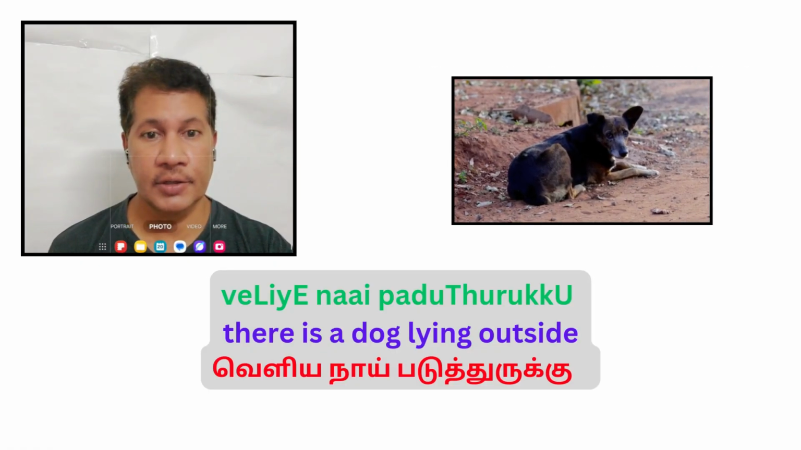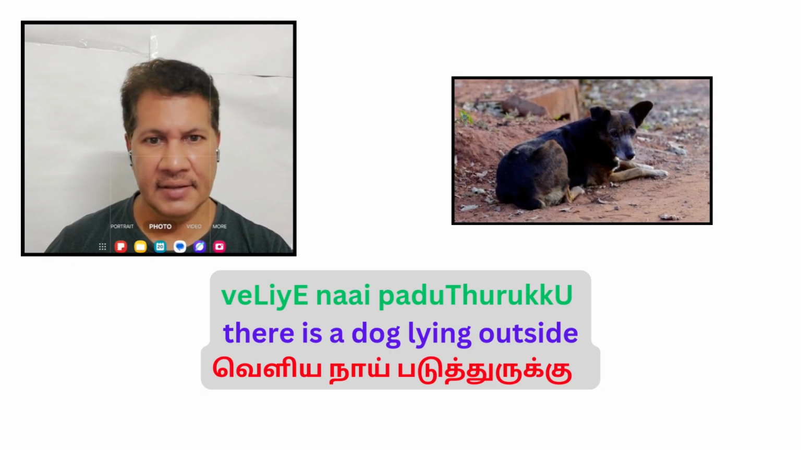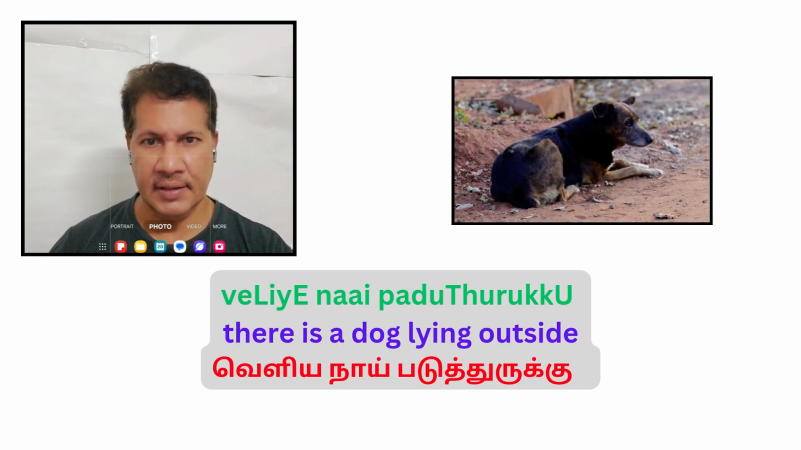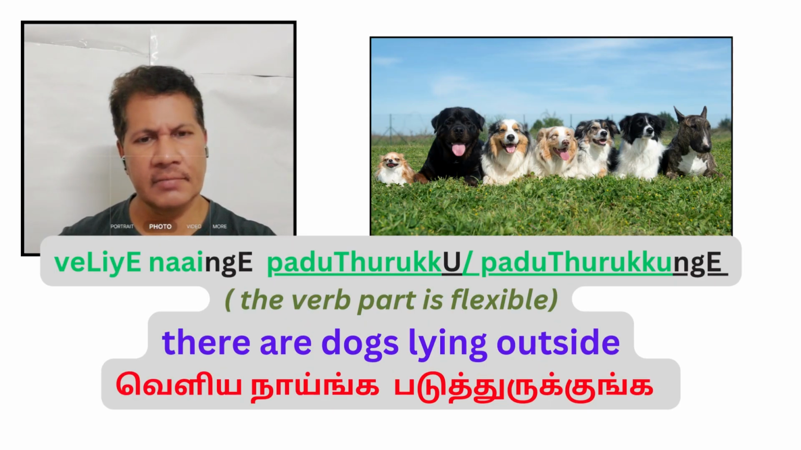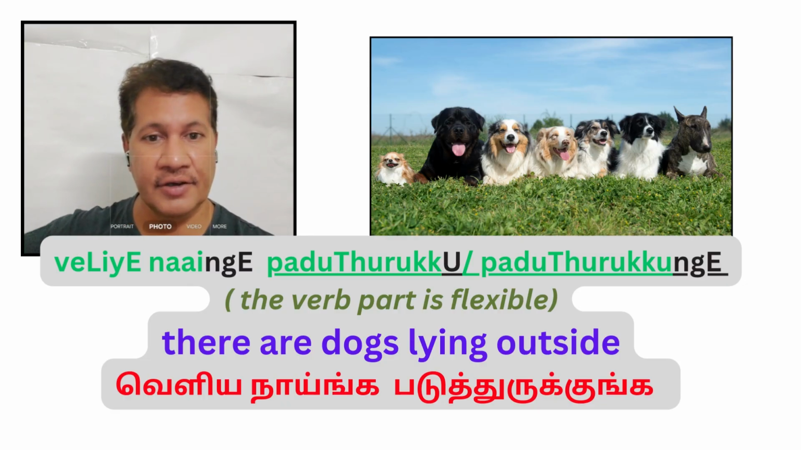Just imagine you want to talk about animals. வெளிய நாய் படுத்திருக்கு. There's a dog lying outside. But just imagine you want to talk about a few dogs. வெளிய நாய்ங்க படுத்திருக்கு. There are dogs lying outside. Now you make it clear that there are dogs and not one single dog.